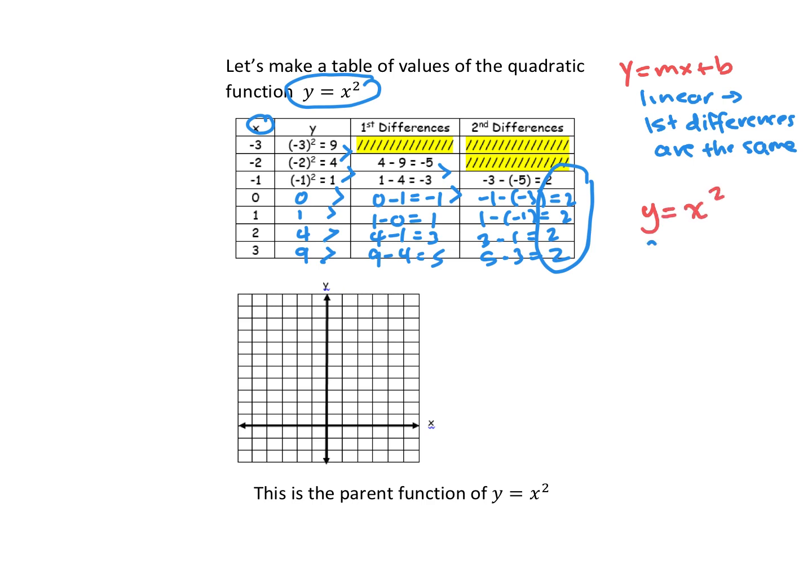So if it is quadratic, or power 2, the second differences are the same. So if the first differences are the same, it's linear. If the second differences are the same, it's quadratic. And the graph would just look like this. I could just plot these points and get my quadratic. So there is the basic graph of y equals x squared.